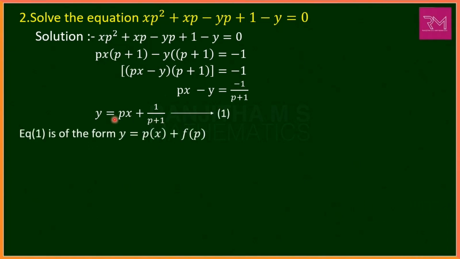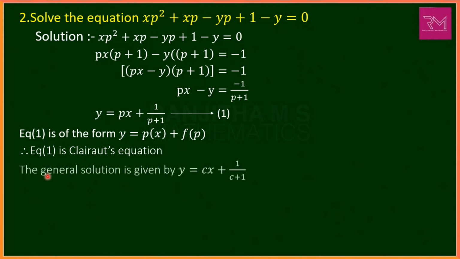So we can clearly tell this is an equation of the form y is equal to p x plus f of p. Therefore, we can conclude equation 1 is a Clairaut's equation. Here they will give a nonlinear differential equation. We convert this nonlinear differential equation to a Clairaut's equation first. This is the first step. Once you obtain the Clairaut's equation, it is easy to find the general solution.